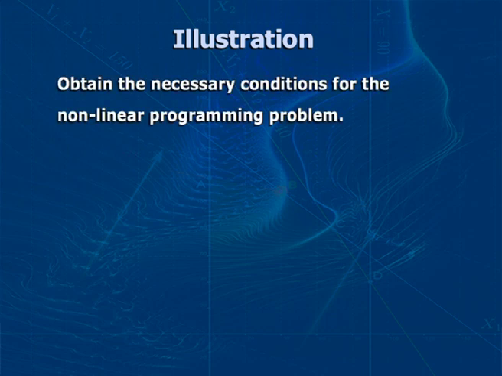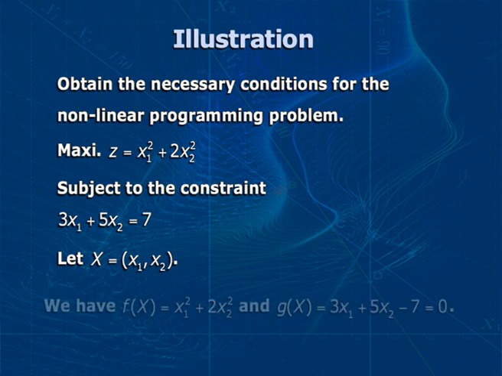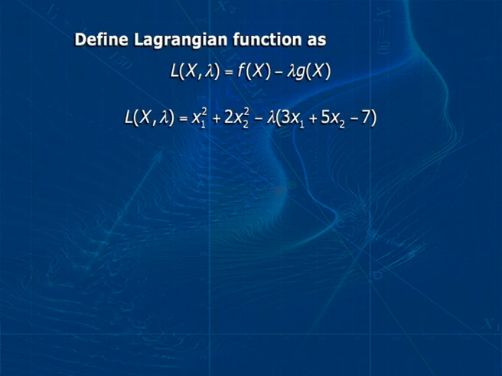Obtain the necessary conditions for the nonlinear programming problem. Maximize z = x1² + 2x2² subject to the constraint 3x1 + 5x2 = 7. Let x = (x1, x2), f(x) = x1² + 2x2², and g(x) = 3x1 + 5x2 − 7 = 0. Define the Lagrangian function as L(x, λ) = f(x) − λg(x) = x1² + 2x2² − λ(3x1 + 5x2 − 7).